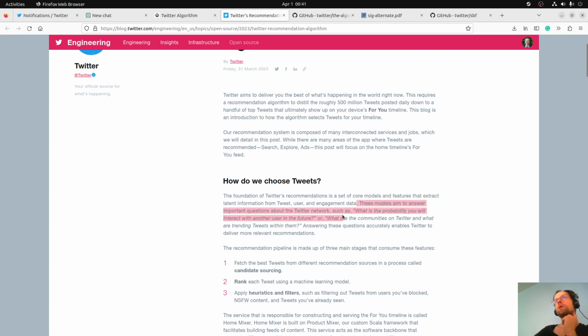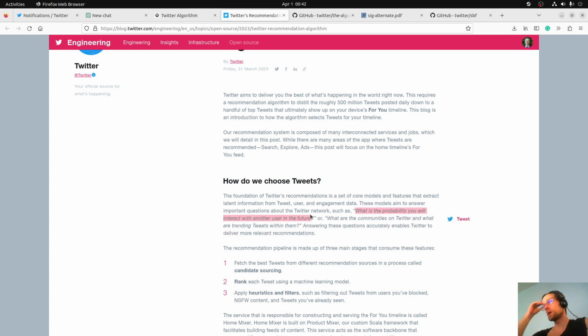These models aim to answer important questions about the Twitter network. What is the probability you interact with another user in the future? Oh boy. So this question already is poorly posed, because the probability that you will interact with another user in the future depends on the algorithm itself. It's not an isolated thing in there. It's not like the probability of rain tomorrow, which is unaffected by what you're doing right now. Or maybe it is affected by what you're doing right now, doing something drastic. But you know what I mean.